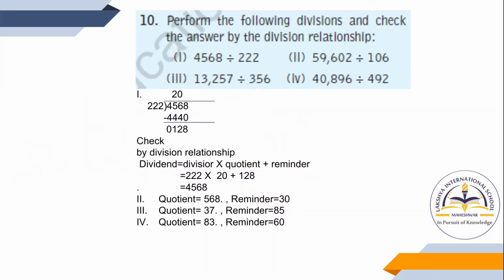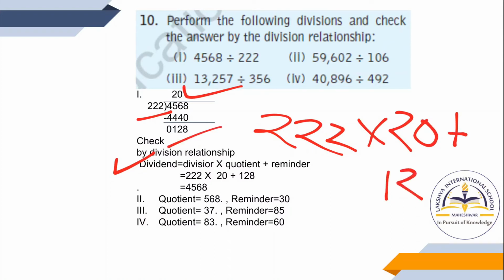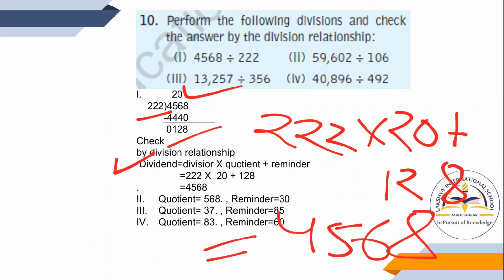Now we have to just check the division relationship. So dividend equals divisor into quotient plus remainder. So what is the divisor? That is 22 multiplied by quotient, that is 20, plus remainder, that is 128. So when you solve this, you will get 4568, as per the question. Okay, so we have to check like this.